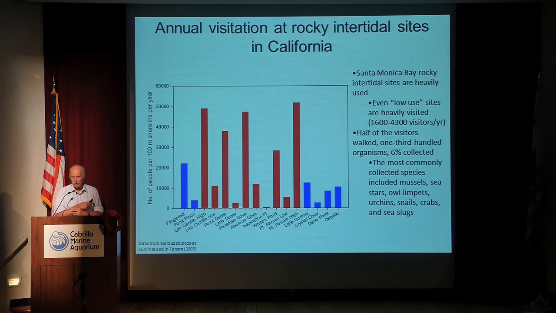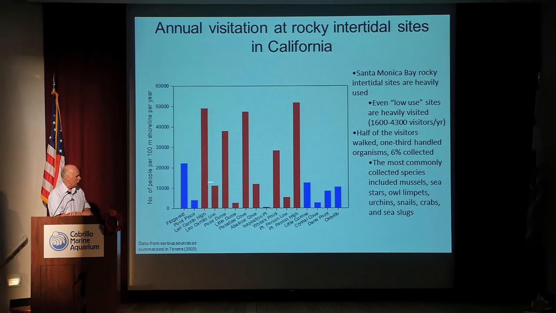And what we discovered is it's really hard to find a low-use site in Southern California. Until I did this study, I didn't really appreciate how just about anywhere you can get has people getting there and looking at the intertidal. I mean, we did find one low use place, but here's what we thought was a low use site, and it's got 15,000 people a year going to visit it.